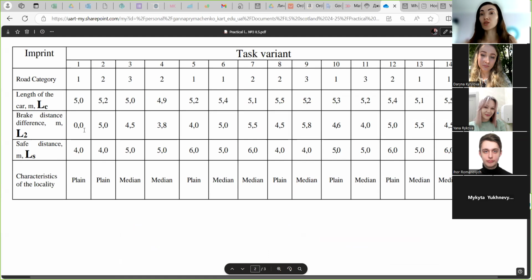For example, for first variant, it is 0 meters. For second variant, it is 5 meters. And other positions for different variants, please. Okay. And our next parameters, plus next parameters, it is safe distance, L with index S. So plus and find your safe distance for your variant. For first variant, it is, for example, 4 meters. For second, also 4 meters. And for third variant, it is 5 meters. Let's write your means.